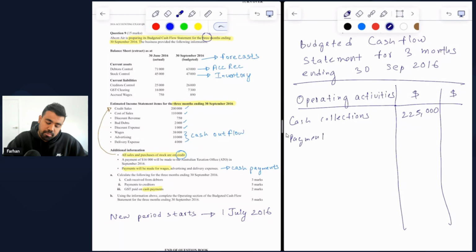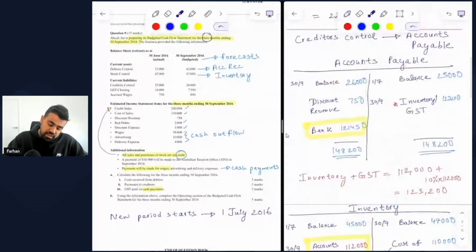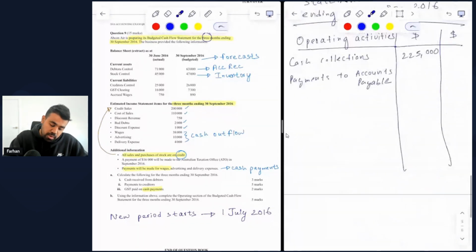Next, we include all the cash outflows, and the first one is the payments that we have made to our credit suppliers. So, payments to accounts payable. Where do we find this amount from? Again within the reconstruction of the accounts payable ledger account. You can see that on the debit side, we have bank of 121,450, which refers to the payment that we have made to our accounts payable. And this amount already has any GST factored in. So we don't have to worry about anything here. So, payments to accounts payable of 121,450.